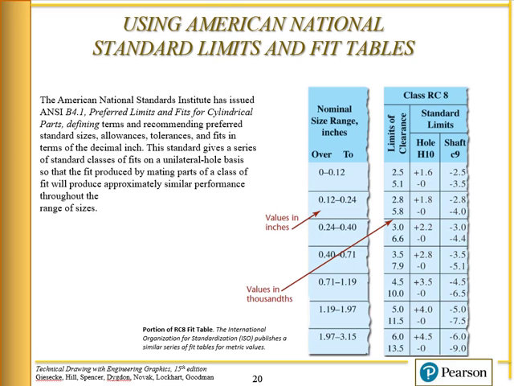This gets into using the national standard limits and fits tables. This is the second problem in your assignment 3. And what it is, they have a list, this ANSI B4.1. It's preferred limits and fits for cylindrical parts, defining the terms and recommending the preferred standard sizes, allowances, tolerances, and fits in terms of the decimal inch. Okay, it's only in inches. This standard gives a series of standard fits, classes of fits, on a unilateral hole basis.